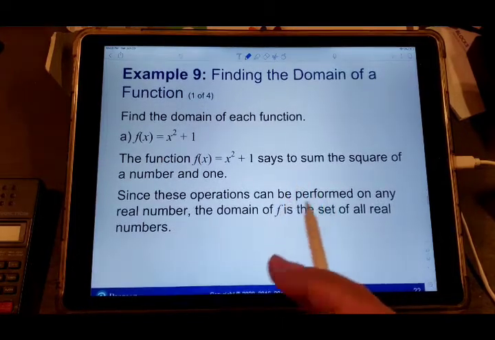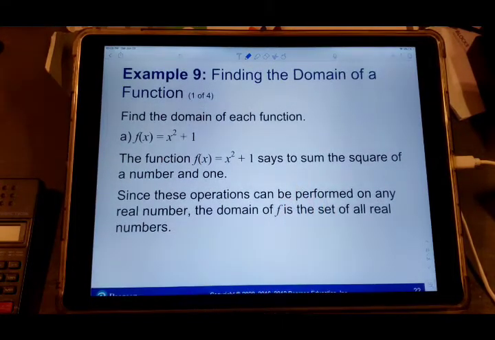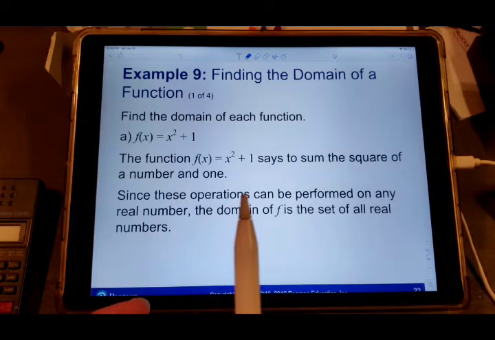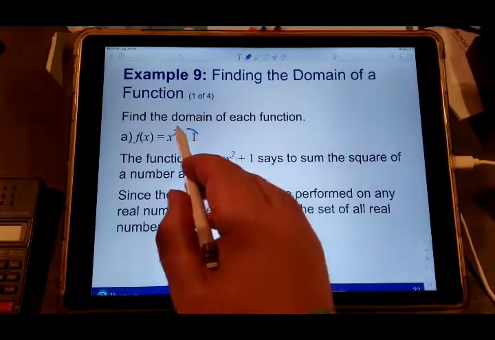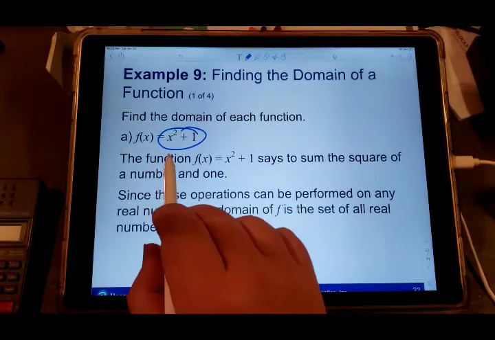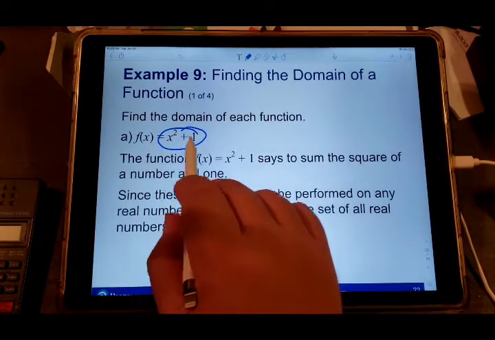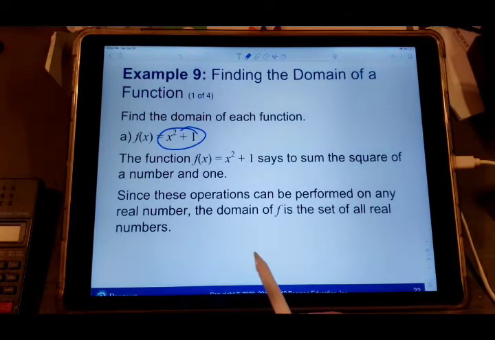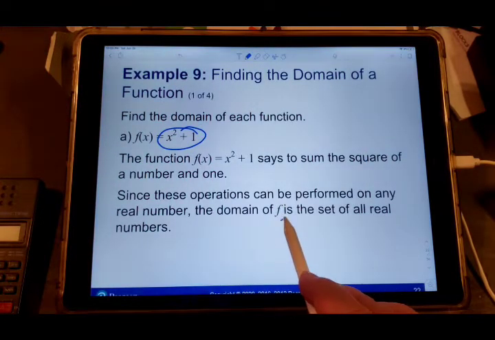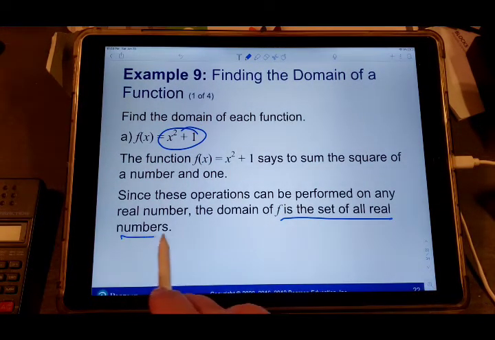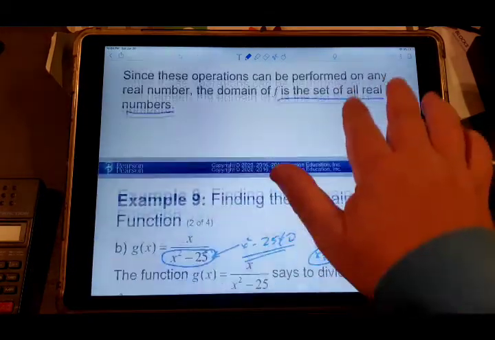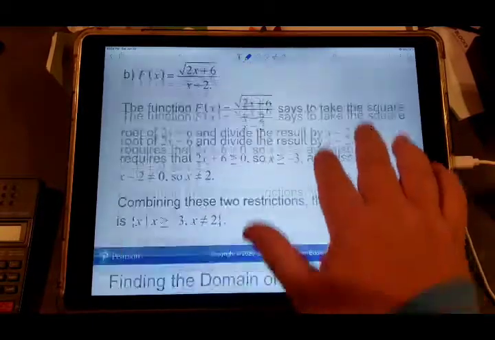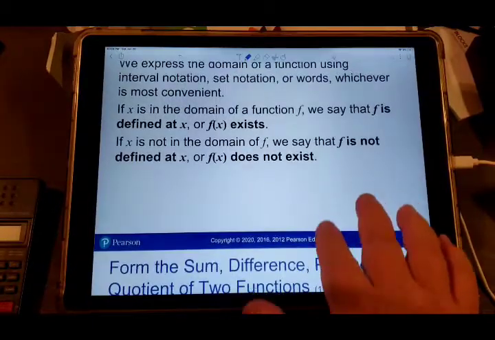When you don't have anything that will jeopardize the domain, like a division, we'll later find logarithms or something, we just know that the domain is all real numbers because there's really nothing I can't just square or add 1 to. So that's what they say: the domain is the set of all real numbers on a polynomial or something like that. Yeah, this video is running long, but we're still not done.